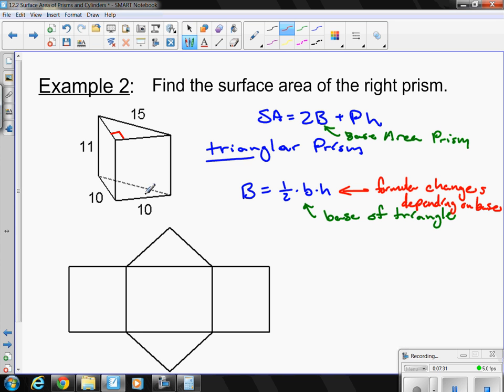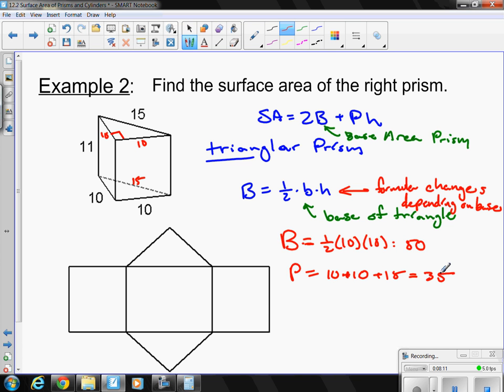So in this case, since our base is a triangle, we use this formula. I'm showing a lot of work. I'm taking the area of the base. If this is 10 and this is 10, remember these shapes are congruent. This is measured at a right angle, so it's going to be 1/2 times 10 times 10, which is 50. That's my base area. My perimeter, the distance around, is 10 plus 10 plus 15, or 35.